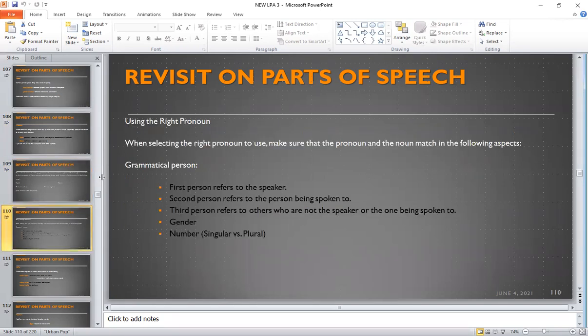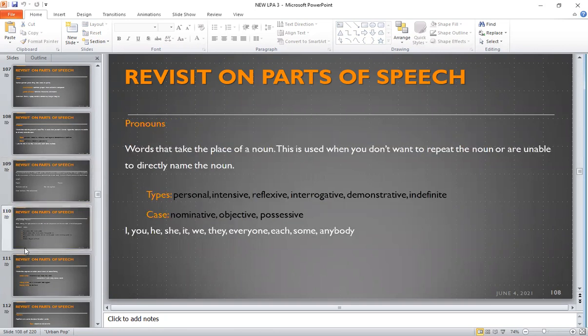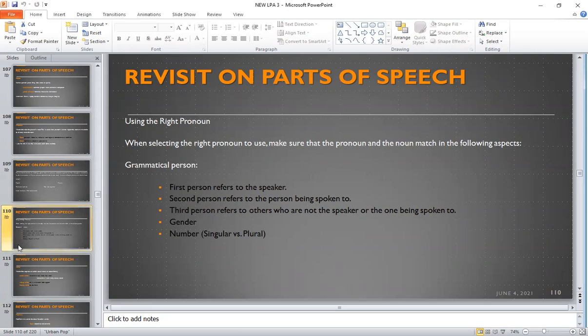Using the right pronoun. When selecting the right pronoun to use, make sure that the pronoun and the noun match in the following aspects. Grammatical person: first person refers to the speaker. Second person refers to the person being spoken to. Third person refers to others who are not the speaker or the one being spoken to. Gender, and then number, if it's singular versus plural.